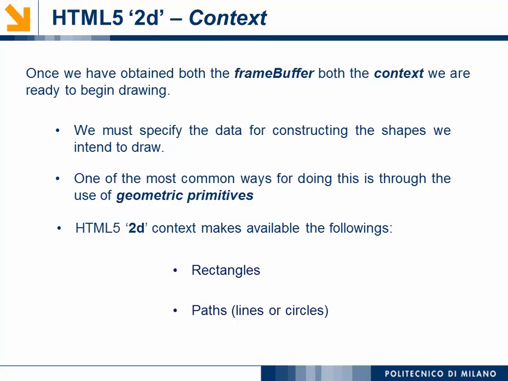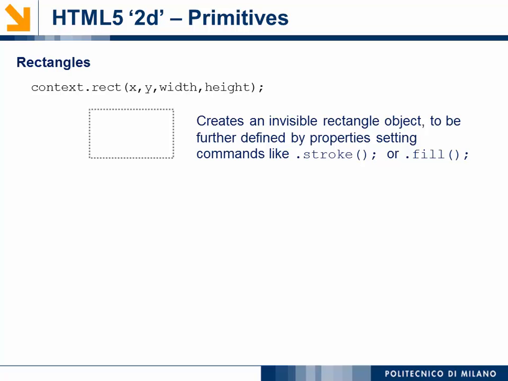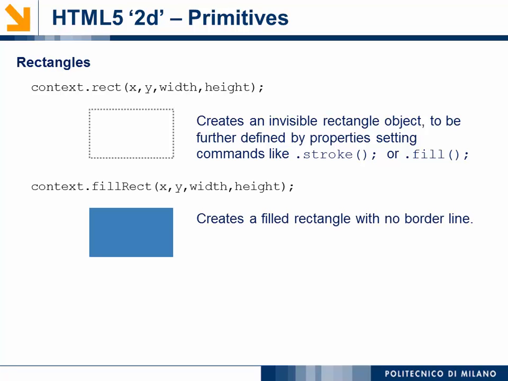In the HTML5 2D context, we just have rectangles and paths, both lines or circles, and that's it. And we can compose a figure by a combination of those two. Rectangles, just to give you a brief overview: you see we have the context. Dot means that we are accessing the context, and we require from the 2D context the function rect. Then we specify the parameters for this function, and in the end we hope to see something drawn.